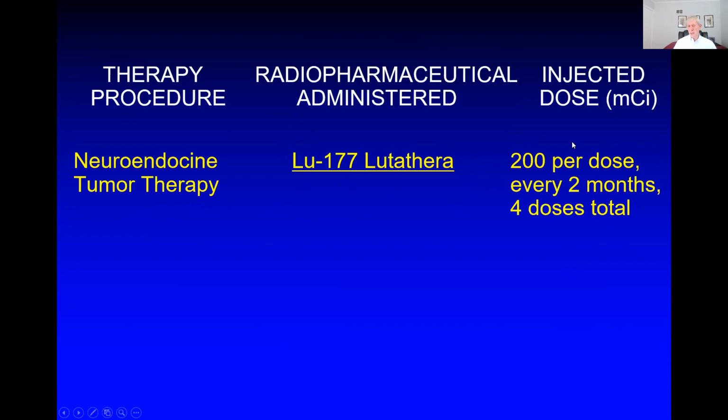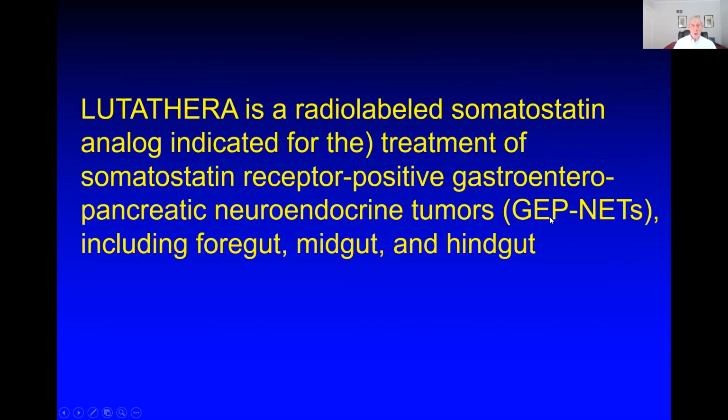We start out at day 0 or day 1 with 200 millicuries. And then every 2 months for another 6 months, we repeat it. So the person's going to get a total of 800 millicuries over 4 injections and over that 6-month period. This is designed to treat what are called GEP-NETs. Those are gastroenteropancreatic tumors, but NET, they're neuroendocrine tumors.